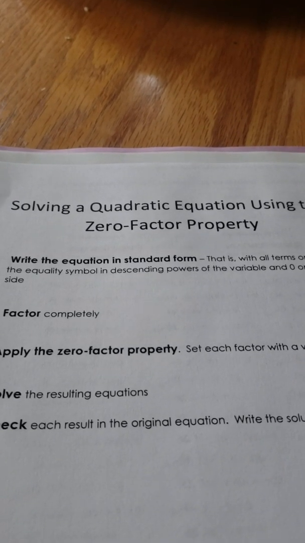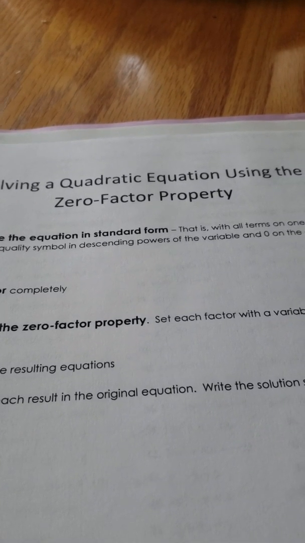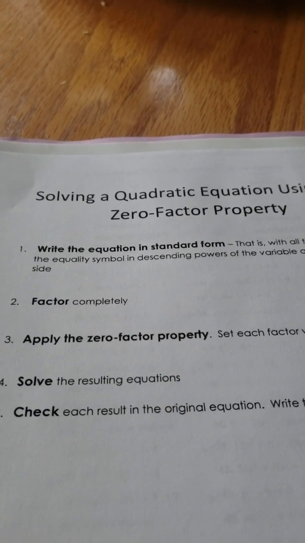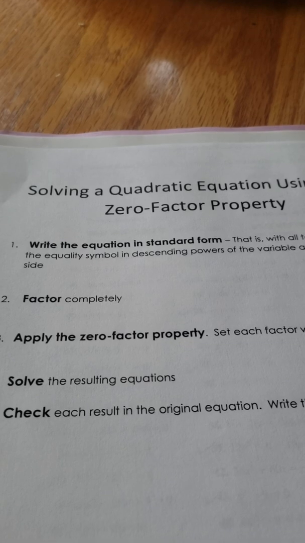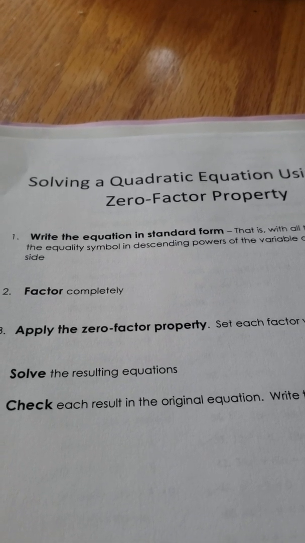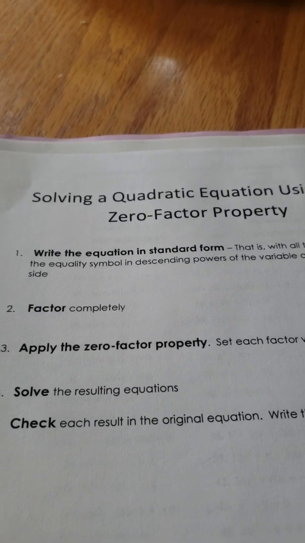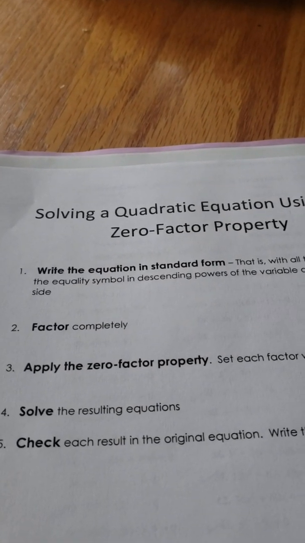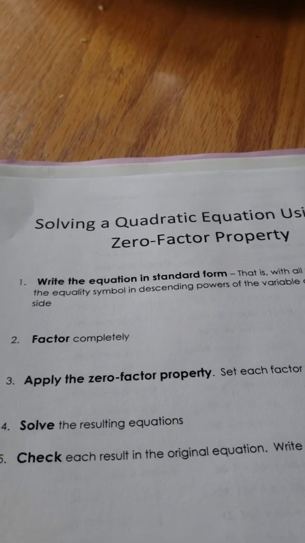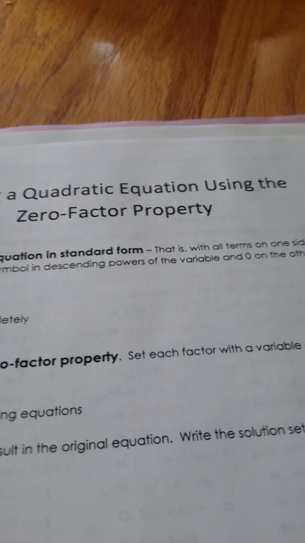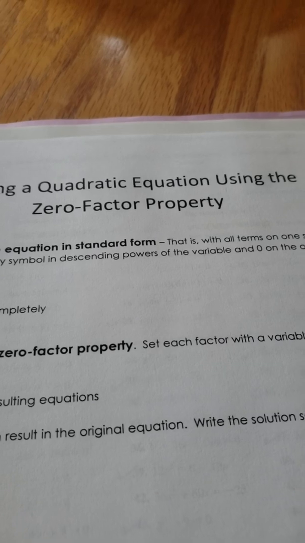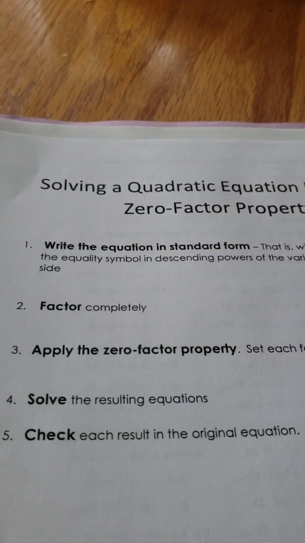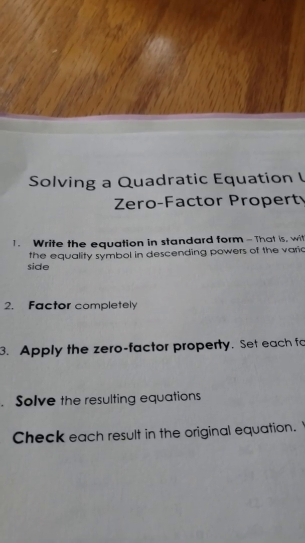Today we're going to be solving quadratic equations using the zero factor property. You should have this handout that was given to you Monday night. You'll notice that step one is to write the equation in standard form. That is, all the terms on one side of the equality, the equation sign, in descending order. That means x squared, then the x, then the number, and 0 on the other side. Then you factor completely, and then you go on from there.